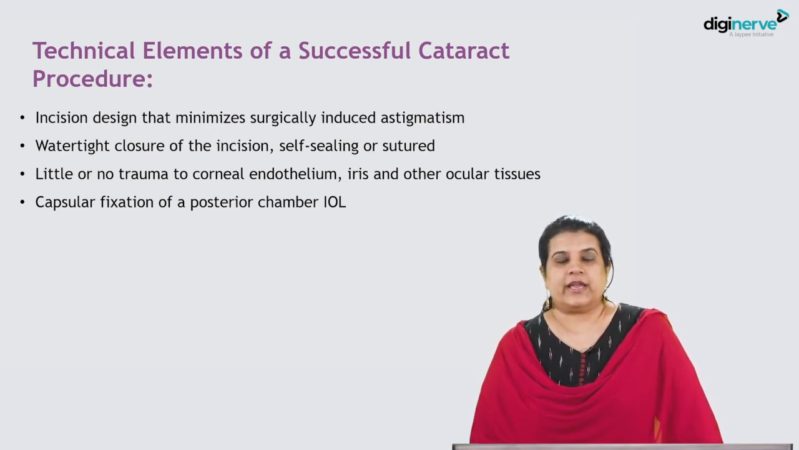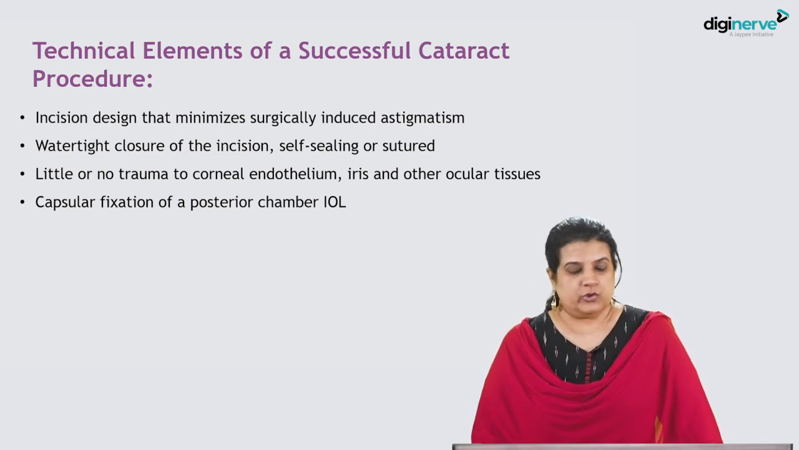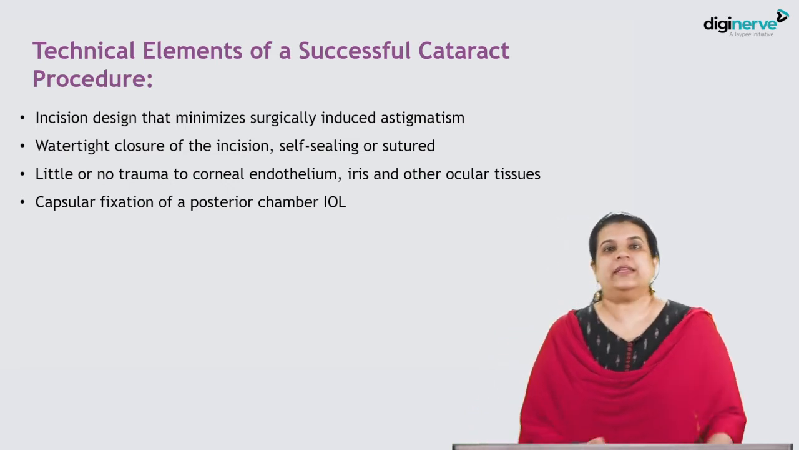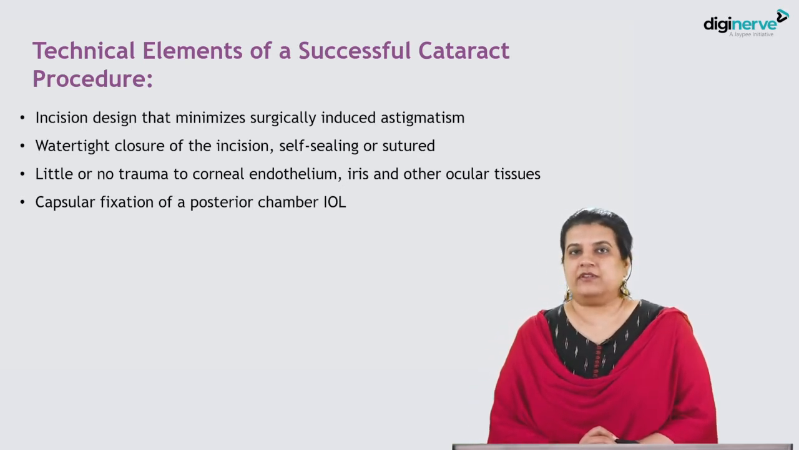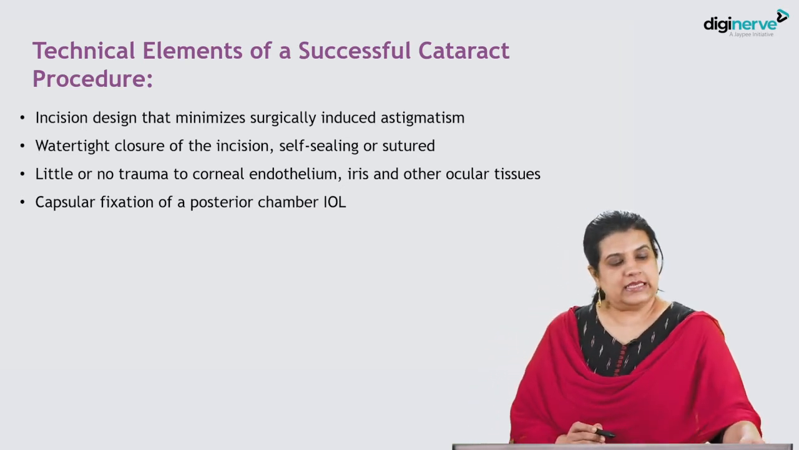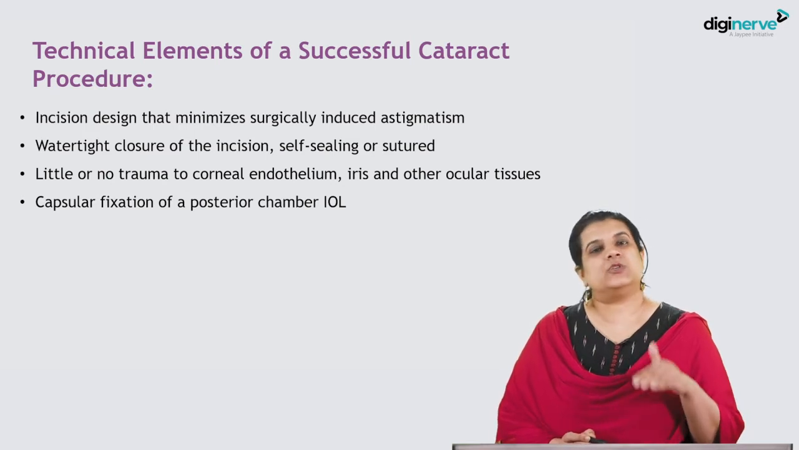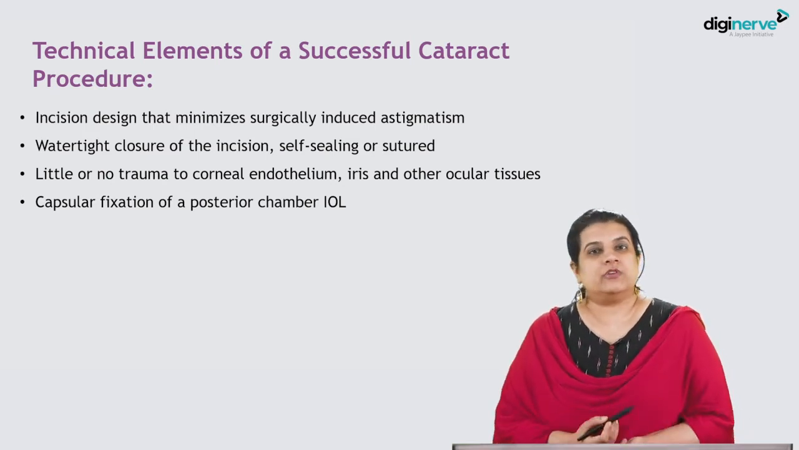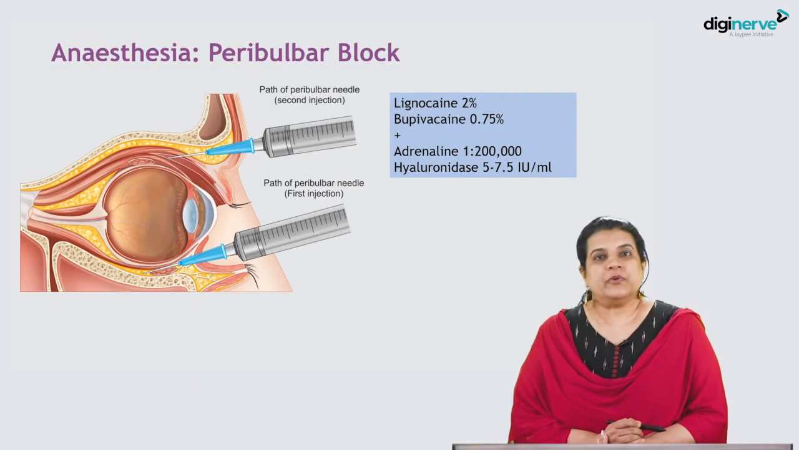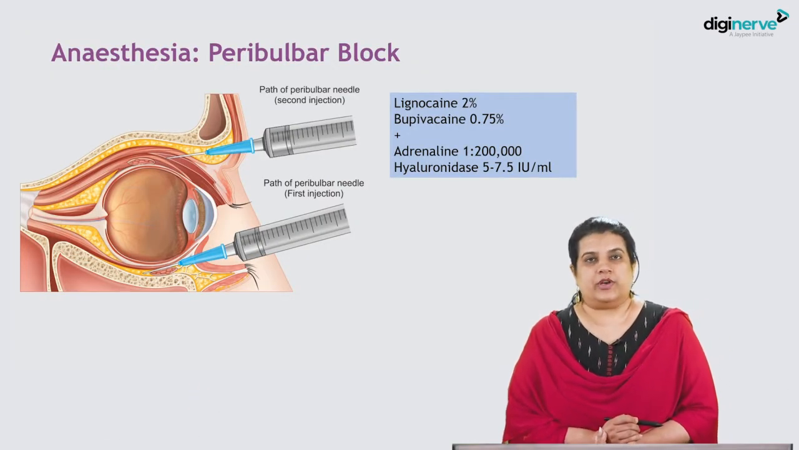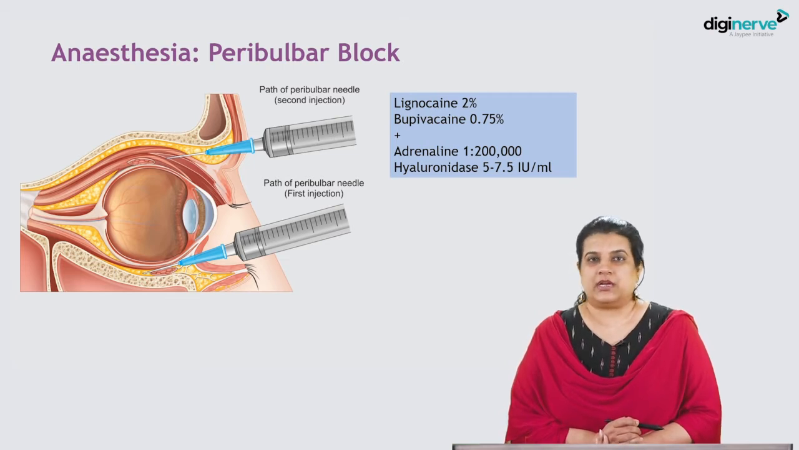We also don't want any trauma to the iris or any other ocular tissue. And we want the intraocular lens to be nicely settled in the capsular bag where it is supposed to be. In this case, if it is in the bag, the lens is way away from the endothelium, so there is no risk of damage to the endothelium. And since the posterior capsular bag is intact, there is no vitreous loss, so there are no posterior segment complications as well.